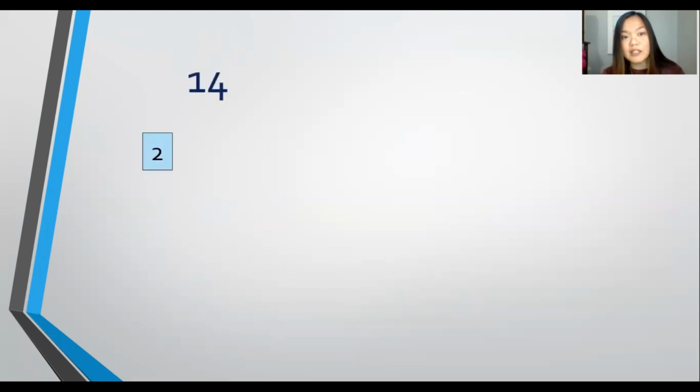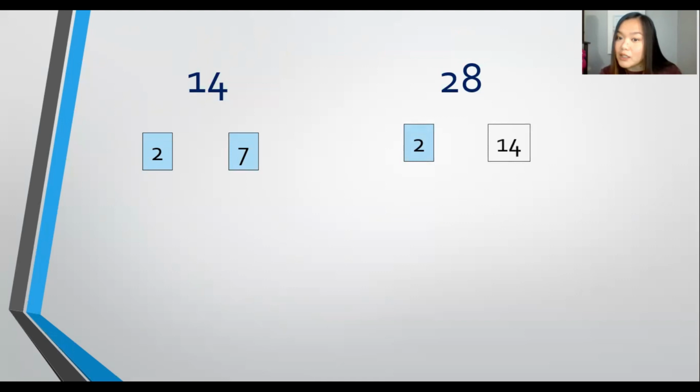Also, 14 is 2 and 7. 2 is a prime number and 7 is already a prime number. So, wala ka nang gagawin dyan. Yan lang siya. Let's proceed to 28. We have 2 and 14. 2 and 7. These are the factors of 14. 2 and 7. At prime na silang lahat.